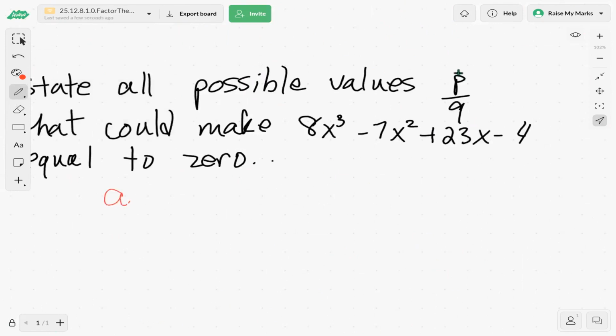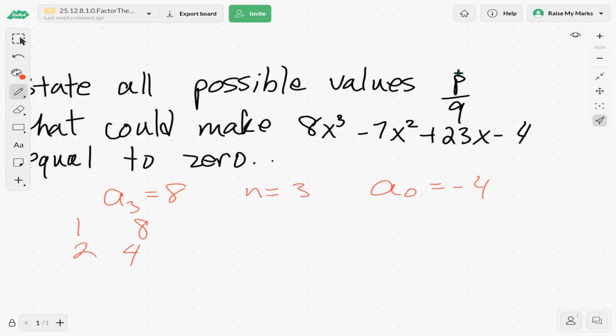So our a_n is 8. In this case, n is 3, and a_0 equals -4. Okay, so what are the factors of a sub 3? Let's change that to 3. Good. Of our leading coefficient, our factors are 1 and 8, and 2 and 4.